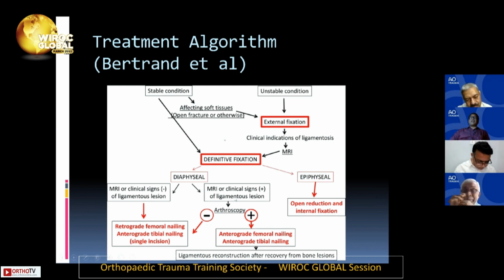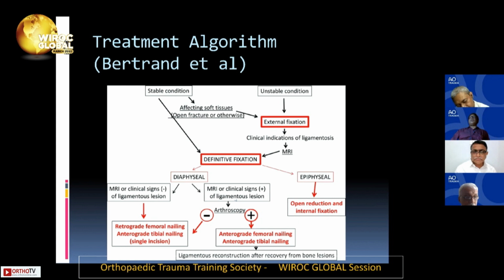In just diaphyseal fractures, if there are no MRI or clinical signs of any ligamentous lesion, then one can go with a single incision, retrograde femoral nailing and anterograde tibial nailing. If in the diaphyseal fracture there are signs of, or MRI suggestive of, ligamentous lesion, then you should think about an arthroscopy. You have to keep it in mind. So it is better to do an anterograde femoral nailing and anterograde tibial nailing, and do a ligamentous reconstruction after recovery from the bone lesions.